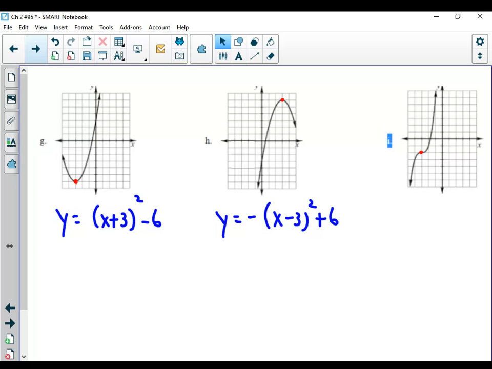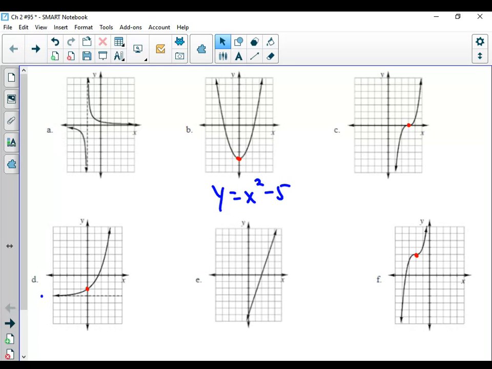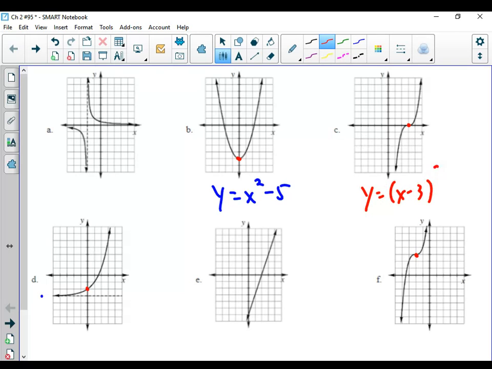Probably the y equals x cubed is the one that's closest to those type of problems as far as picking out your locator point. So the first one that was an x cubed was C. So let's see, group in the back, what did you get for an equation on C? On C, y equals x minus 3 cubed. Right, the only shift we made there was 3 to the right.